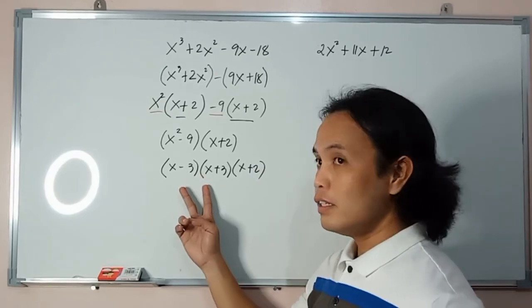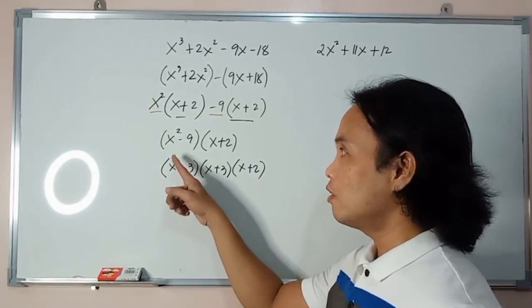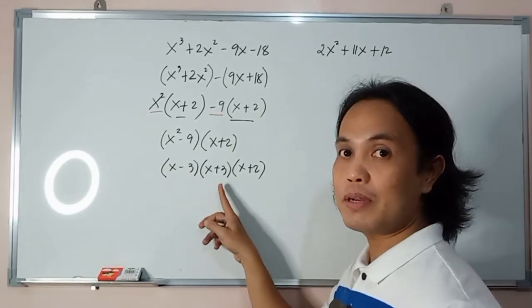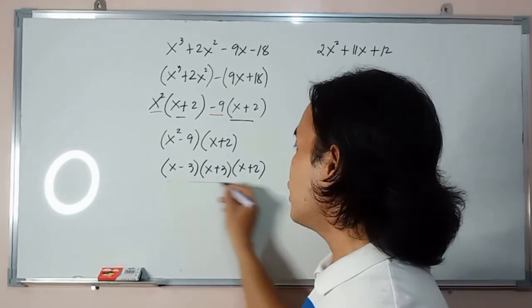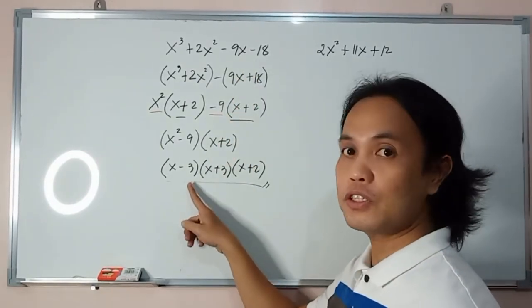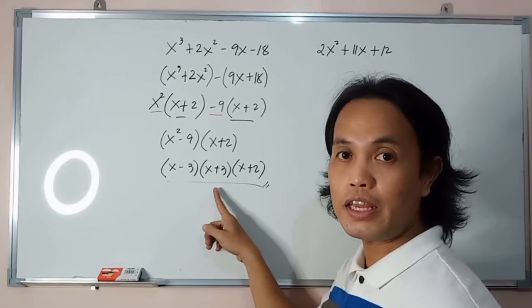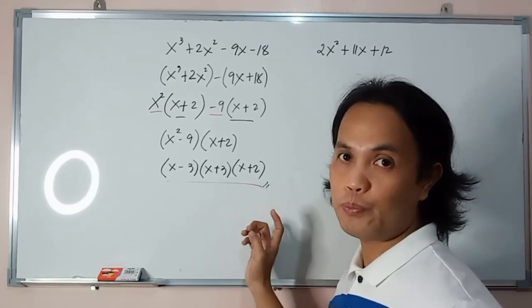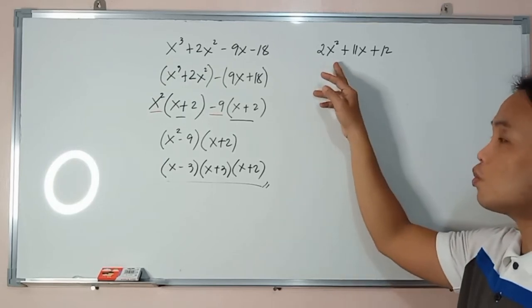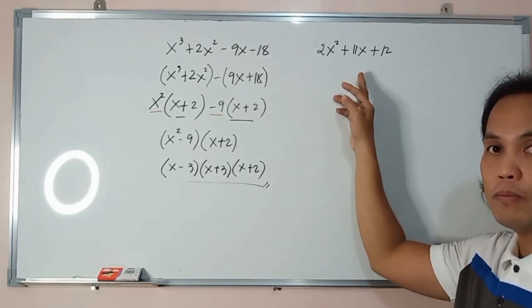By using difference of two squares, the factors of x squared minus 9 are x minus 3 times x plus 3. So therefore, the complete factorization for this polynomial shall be x minus 3 times x plus 3 times x plus 2. Now another example, we are given 2x squared plus 11x plus 12.